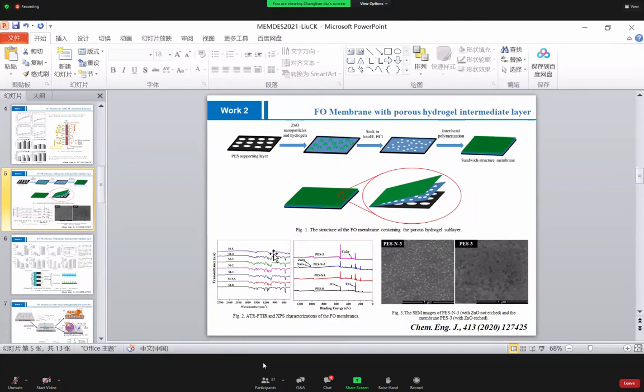FTIR and XPS are used to prove the synthesis, and especially we found that after we immobilize the hydrogels on top of the PES supports, we can clearly see the zinc oxide nanoparticles. But after soaking in hydrochloric acid, the zinc oxide nanoparticles have been removed, leaving only the pores. So the hydrogels are quite porous.